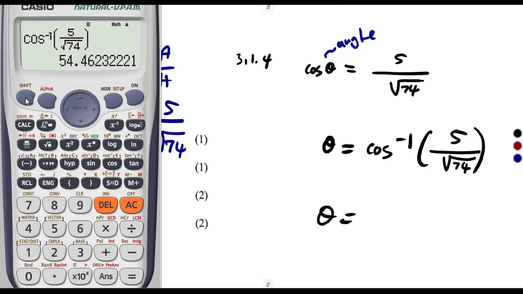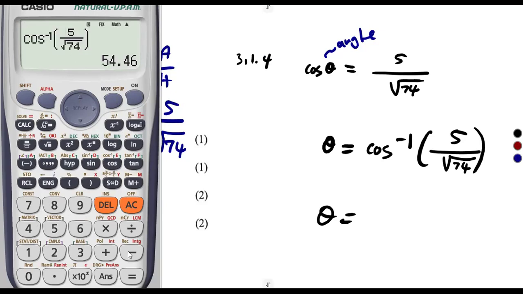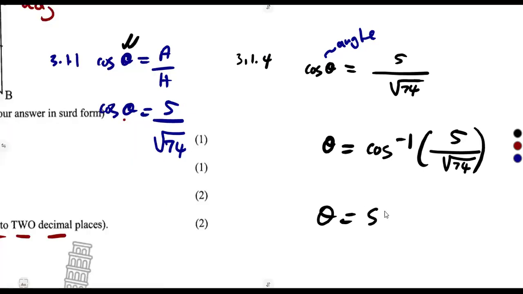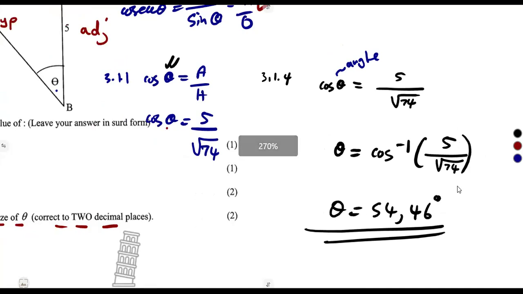Or you can use your calculator, shift, go to the setup, fix your calculator on number 6, fix it to 2 decimal places. That's 54.46. Just like that. So this is the theta that you were going to have at the end. You're going to have your theta to 2 decimal places like this.